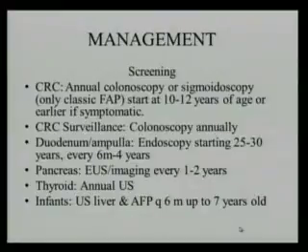For the pancreas, we can use EUS or imaging every 1 to 2 years, starting around the same age. For the thyroid, annual ultrasound. For patients that we worry may have hepatoblastoma, especially if the mutation is known in the family, we start at the age of 6 months, with liver ultrasound and alpha-fetoprotein every 6 months, till the age of 7 years old. After 7 years old, the risk of hepatoblastoma becomes very small.